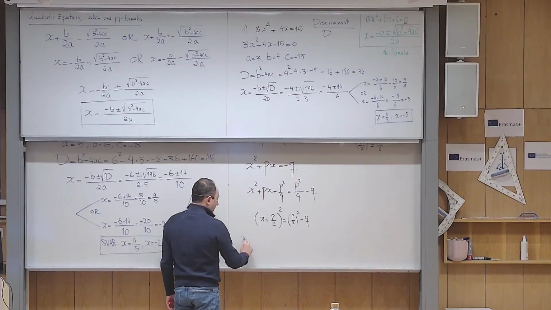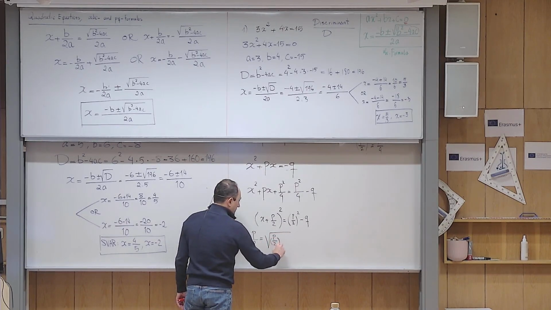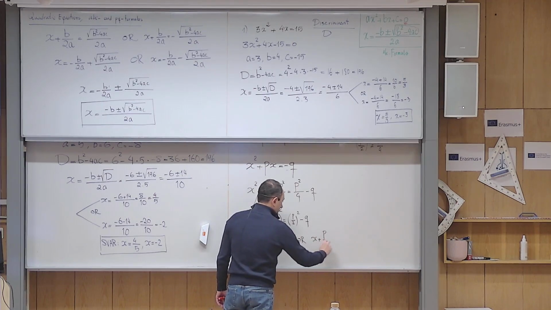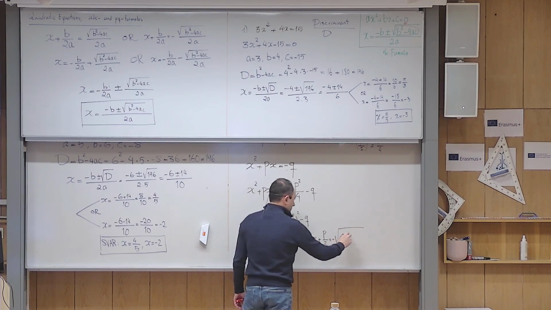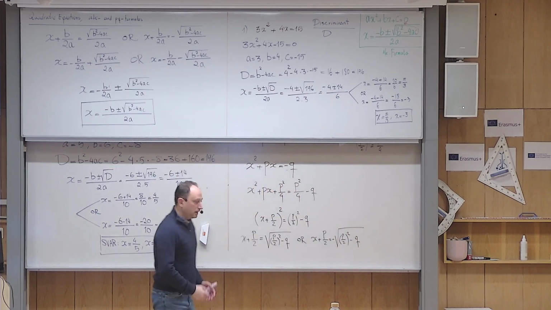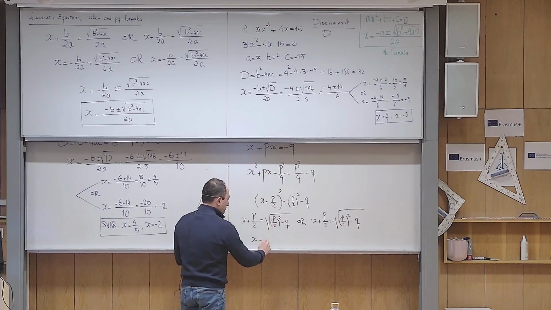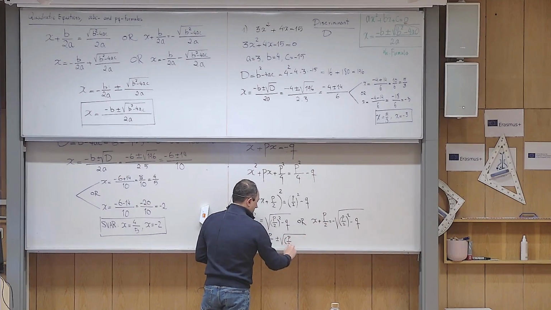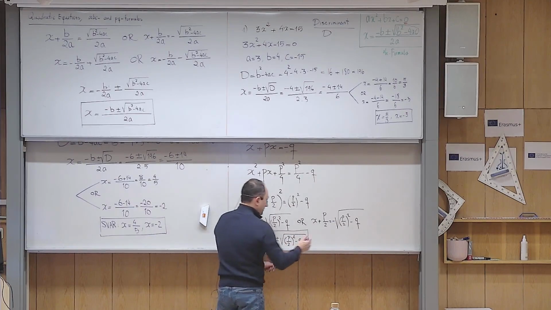I take the square root of both sides. I have two equations to follow, one with positive sign or one with negative sign. Yes? And then I move p over 2 to the other side. This is the formula, which is called the PQ formula. I move this to the other side, once with plus, once with minus. This formula is also in the formula sheet, and this is called the PQ formula.